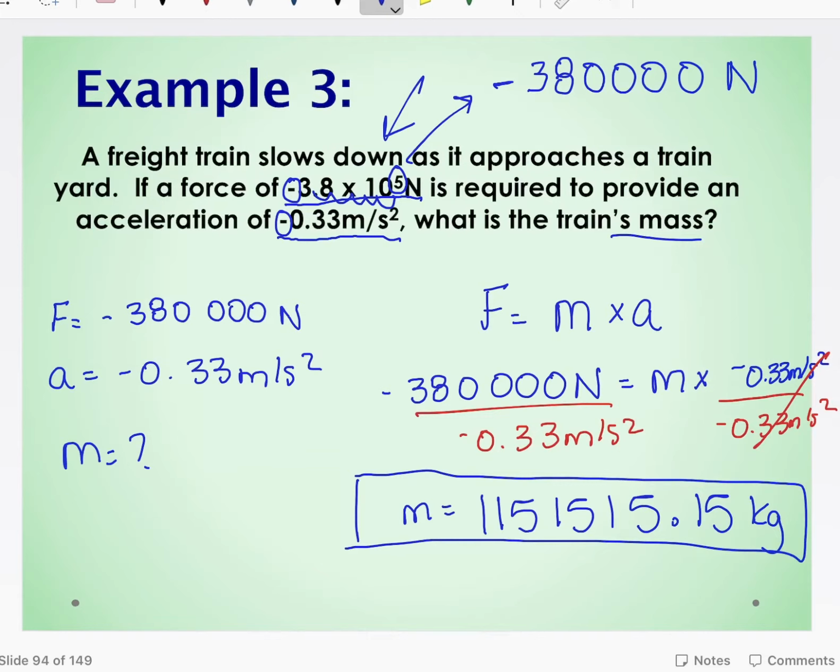So when you're dealing with this formula, basically, if you're solving for acceleration, you're dividing out mass. If you're solving for mass, you're dividing acceleration. Okay, and if you're solving for force, you just follow the formula.